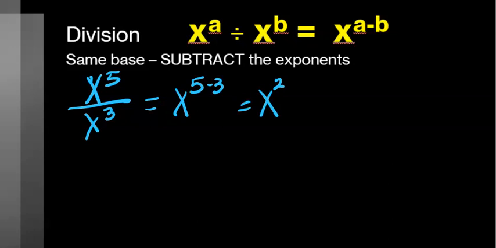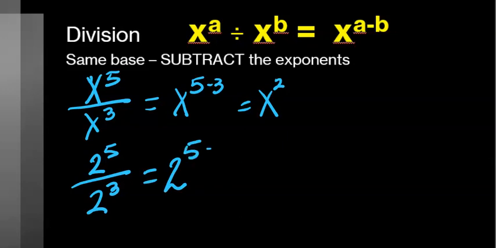Again, that base can be a number, so let's say 2 to the 5th power divided by 2 cubed. My answer is going to be that same base, 2 in this case, to the 5 minus 3, or 2 squared, which we know, let's go ahead and say, is 4.